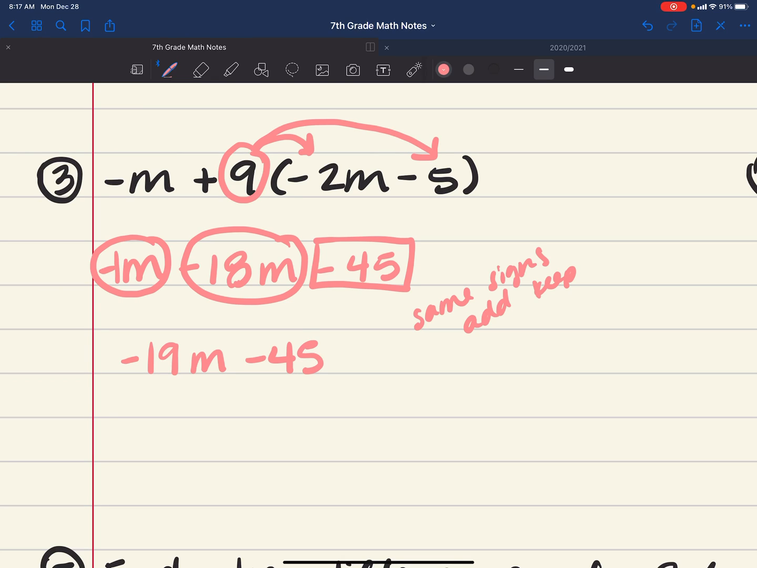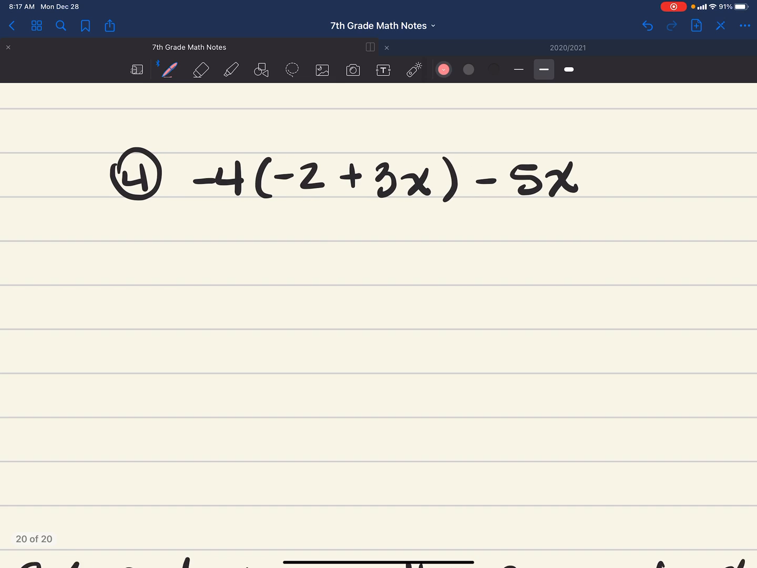It's fully simplified. I don't have parentheses. I don't have any more like terms. That's my answer. Oh, and I put the term that has a variable in it first. So we're good. Moving on to number 4.